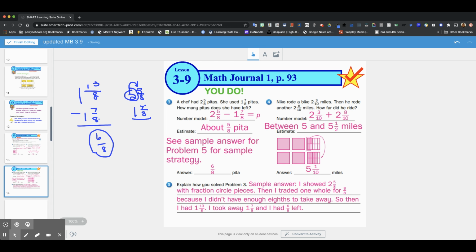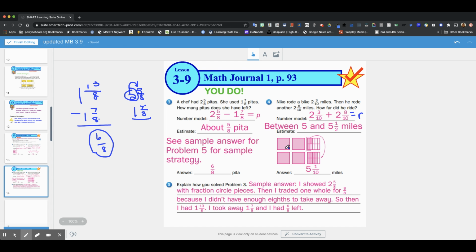And finally, number 4, Nico rode that bike 2 and 3/10 miles. Then he rode another 2 and 8/10 miles. How far did he ride? You should have that number model of 2 and 3/10 plus 2 and 8/10. They forgot something in their number model. We should have equals. I'm going to put R for ride. Maybe you have B for bike or M for miles. Whatever you want. Their estimate is between 5 and 5.5 miles. And here is the picture they did.